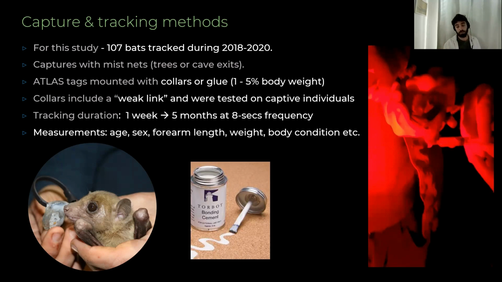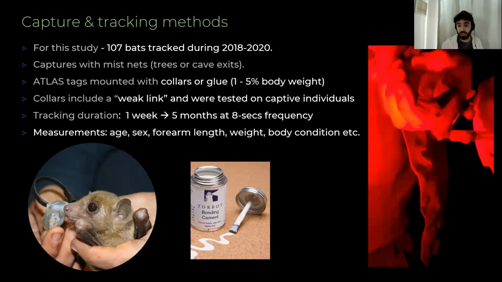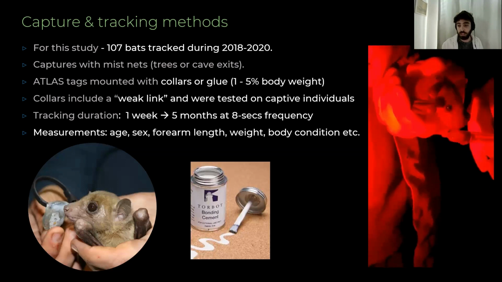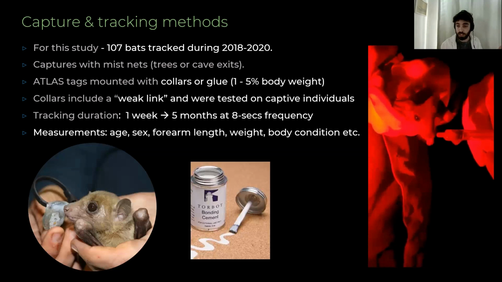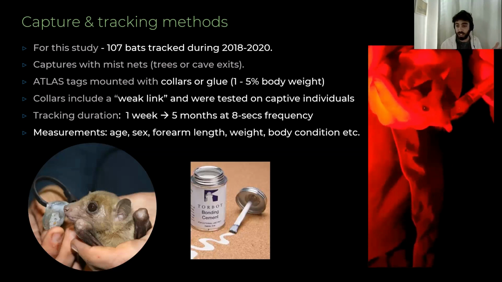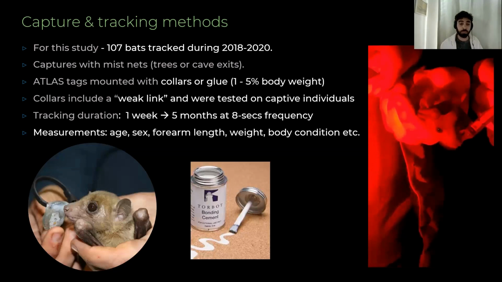And for every individual, when we held it in our hand, we also could take other measurements such as age, sex, forearm length, weight, the usual stuff. And at the end, we also had to give them something to thank them for their effort. And this is a bit of natural mango juice, which they love. Even though you probably think they must consider it their last feast, after that they are released, so all is good.